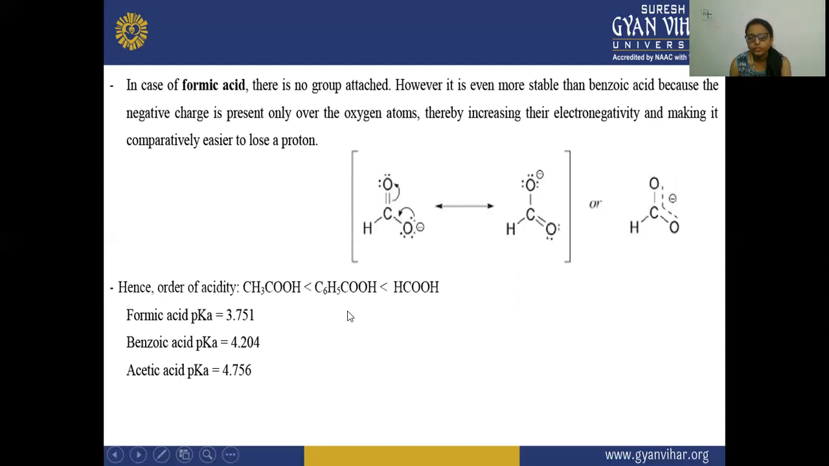So here the order of acidity is: formic acid, which has a pKa of 3.751, then benzoic acid, which has 4.204, and acetic acid, which has 4.756.